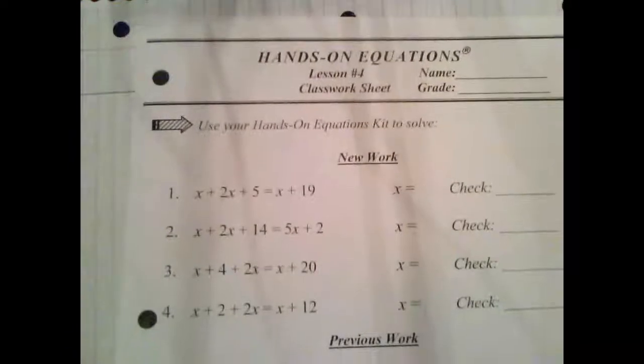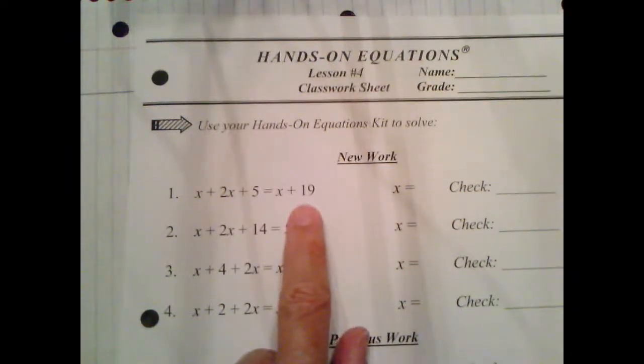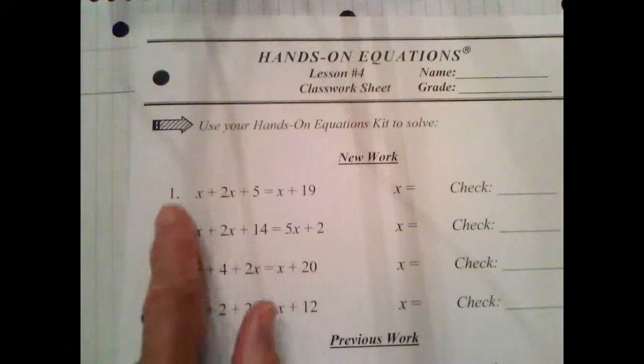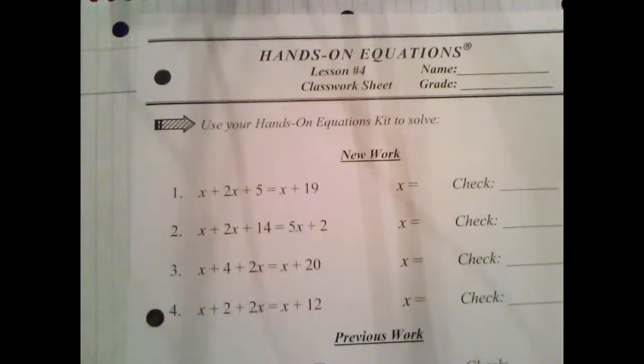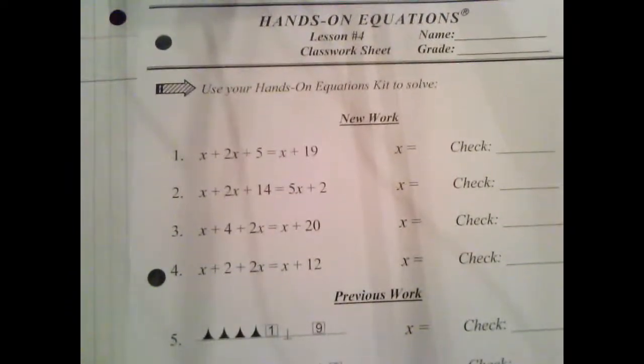Lesson number 4 doesn't really have any new work. Again, just like on lesson number 3, your numbers are getting larger. You're starting to have more x values on either side, and you use the same strategy that you did previously. So again, I'll just do example number 4 to get you started, and then I'll move right into lesson number 5's new work.